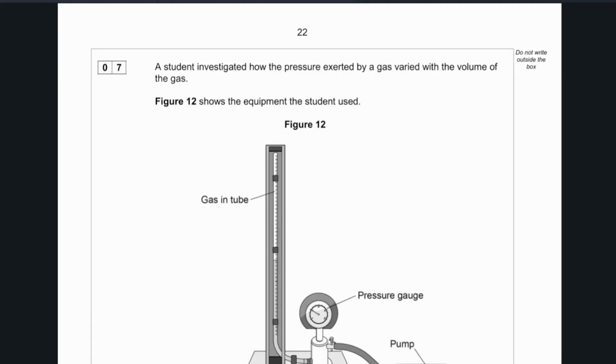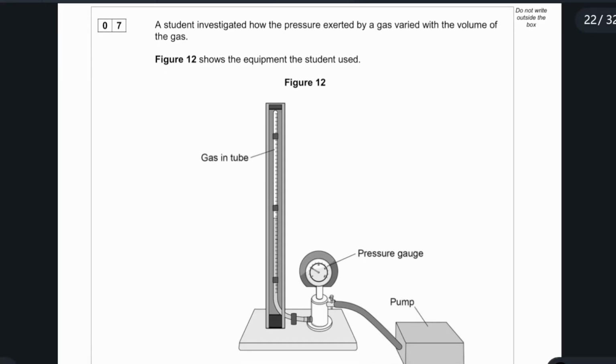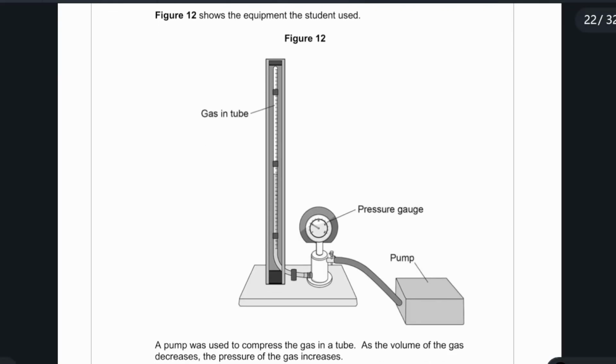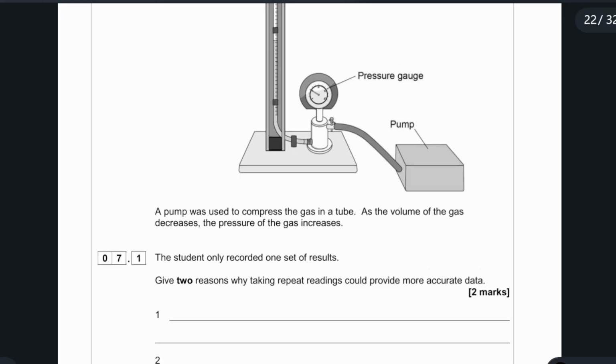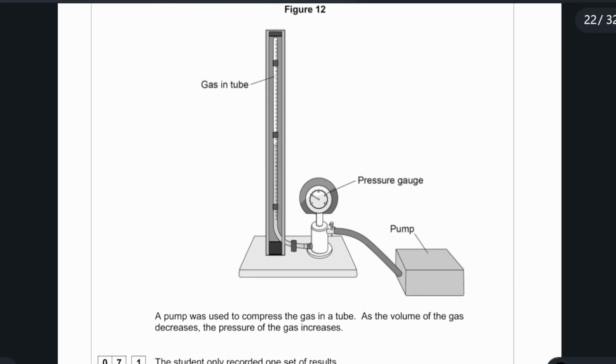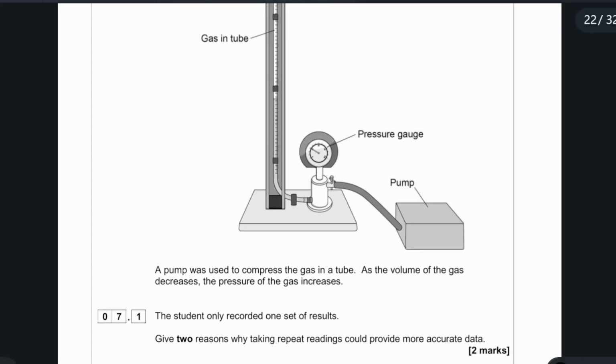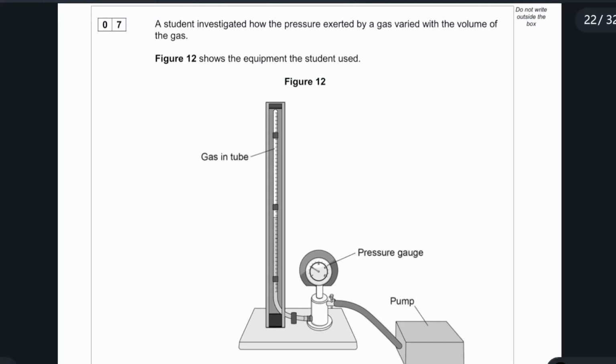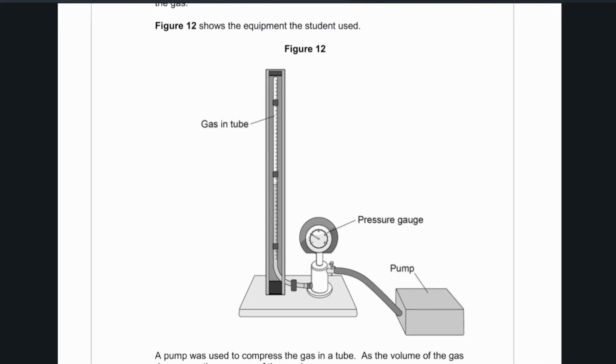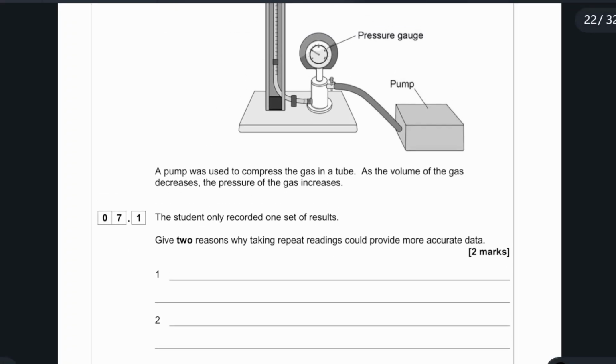Question 7 then. A student investigated how the pressure exerted by a gas varied with volume of the gas. So we have a diagram of the equipment used there. So you've got a pump, a pressure gauge, and a gas in a tube. So we use the pump to compress the gas in the tube. As the volume of the gas decreases, the pressure of the gas increases, right? So you've got the same amount of gas particles inside the tube, but we use the pump basically to decrease or increase the volume.